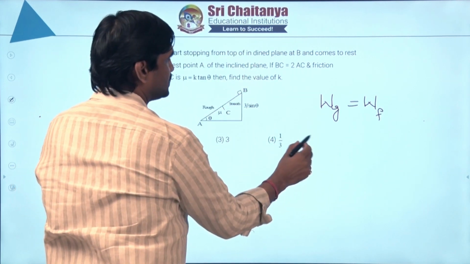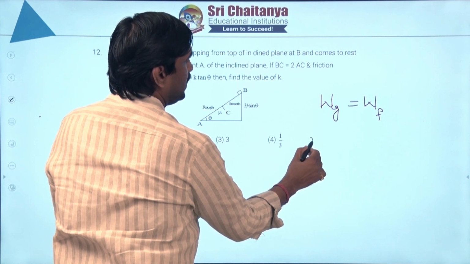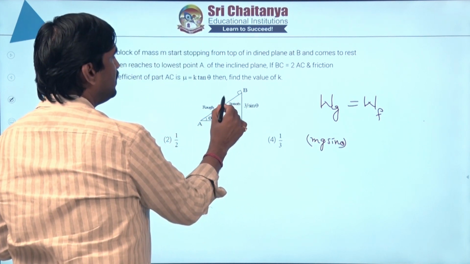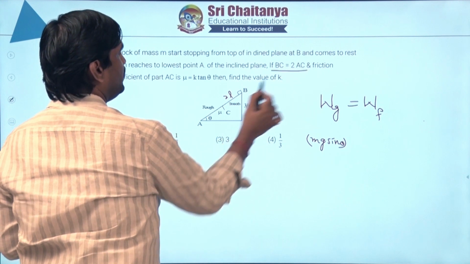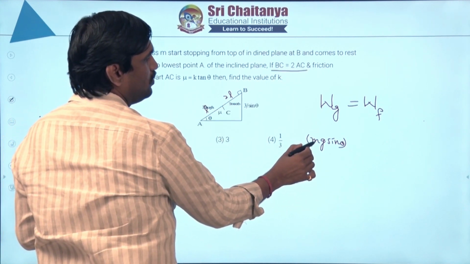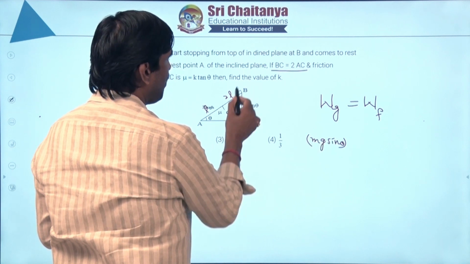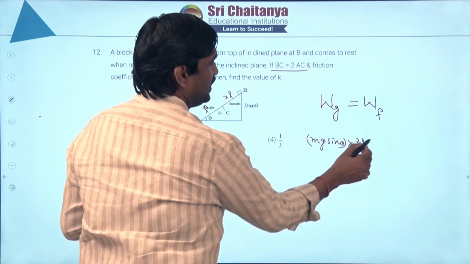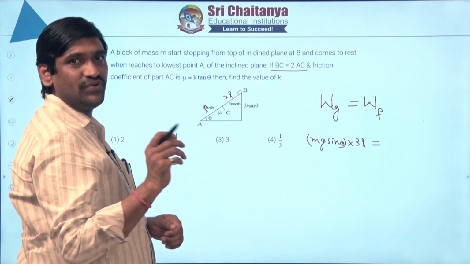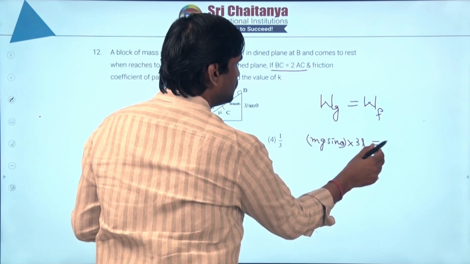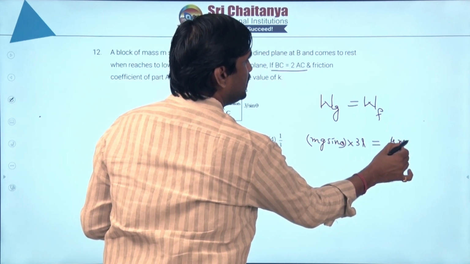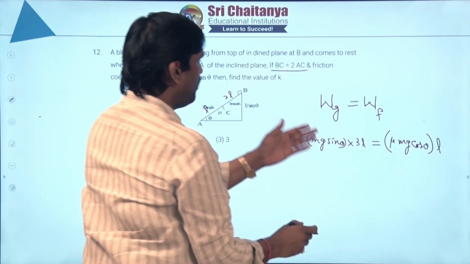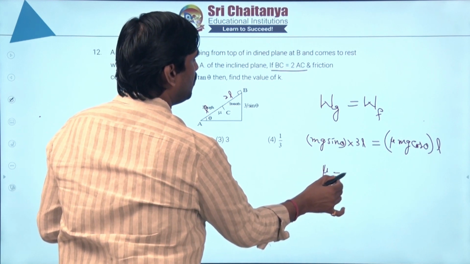Work done by the gravitational force, that is mg sin theta into the total length, given this is 2L, and on the base of it this is L. Therefore, the gravitational force acting on the body along the inclined surface into the displacement along the inclined surface 3L is equal to the work done by the frictional force, that is the frictional force acting on the body, mu mg cos theta, into displacement L. Now, by calculating you will get mu is equal to 3 tan theta.